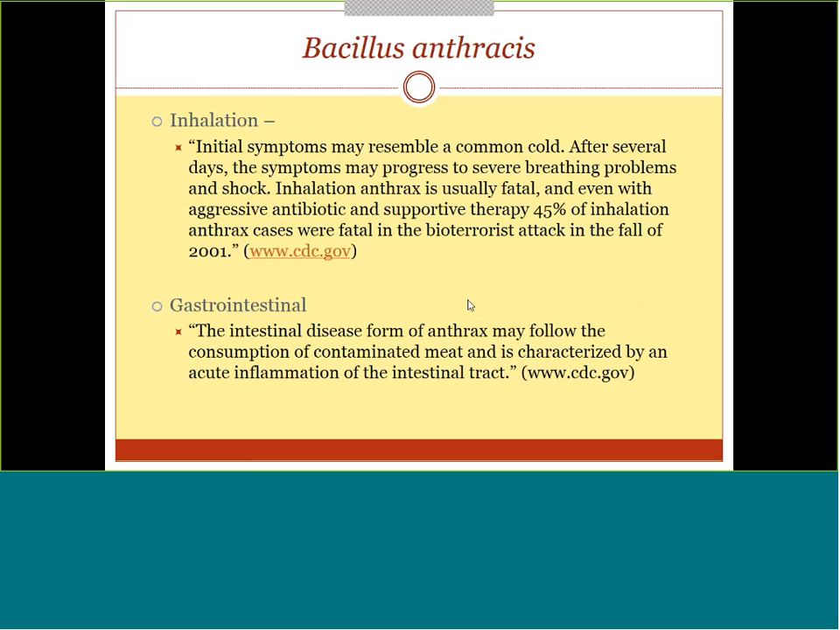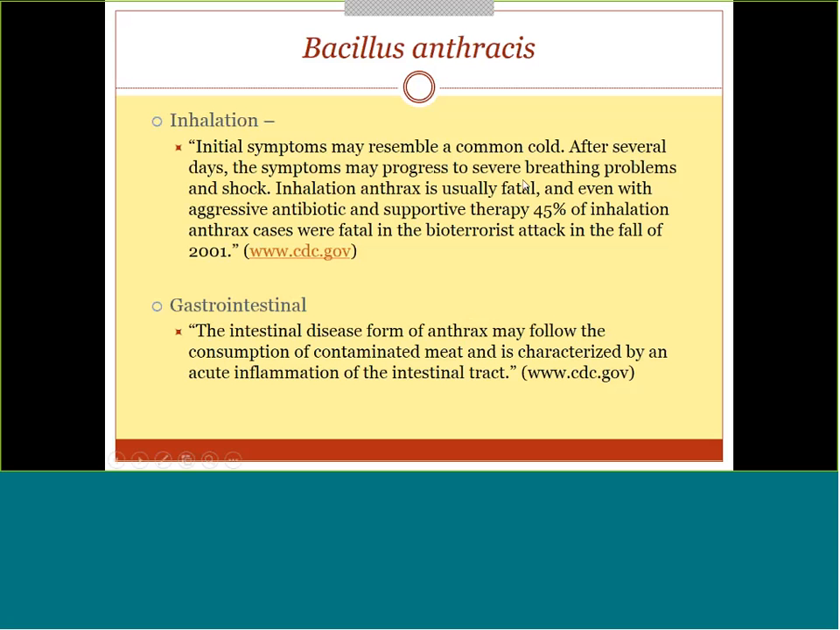So the symptoms will start like a cold. After several days, they'll progress to very severe breathing problems. Your body will go into shock. It's very fatal, which is part of the reason why they love to use it. Not only is it easy to pass to a person by breathing in spores, it's extremely deadly to those people as well, and if not deadly, it definitely takes you out and down, with all the breathing problems and therapy that needs to go with it.